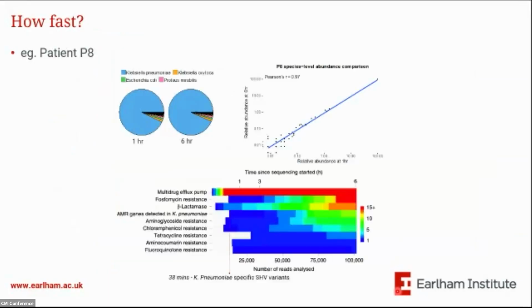AMR data takes a bit longer, so this heat map is showing different classes of antimicrobial resistance gene on the y-axis versus time, at the top of the x-axis, or number of reads analysed, at the bottom of that axis. So you see the most common AMR genes, multi-drug efflux pumps. You see lots of those really quickly. It takes a bit longer to get to perhaps the more informative genes like these Klebsiella pneumoniae specific SHV variants, the first of which comes after about half an hour.